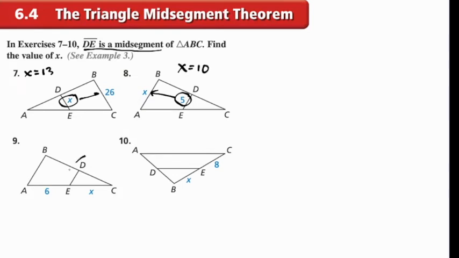For number 9, DE is the midsegment, which means that E is a midpoint. So these two must be equal for that to be a midpoint. So x is equal to 6. And the same thing for 10. They tell us that DE is a midsegment, which would make E a midpoint. So these two halves of side BC must be equal. So x is equal to 8.